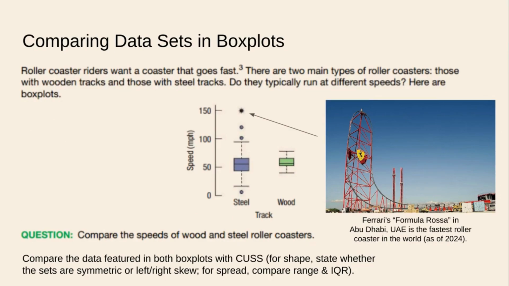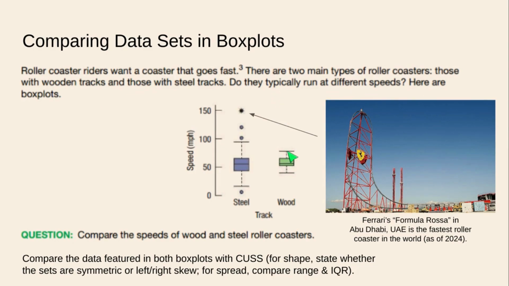All right, we're going to do the same thing now, but with box plots, and we're going to talk about roller coasters. Roller coaster riders want a coaster that goes fast. Well, at least most people. There are two main types of roller coasters, those with wooden tracks and those with steel tracks. Do they typically run at different speeds?